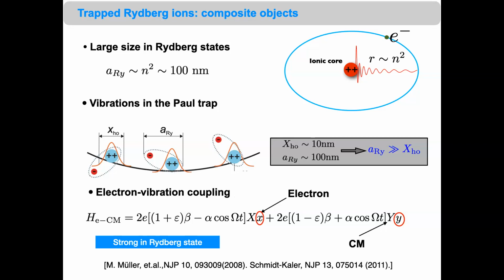Here the black curve shows the electric potential that traps the ions.